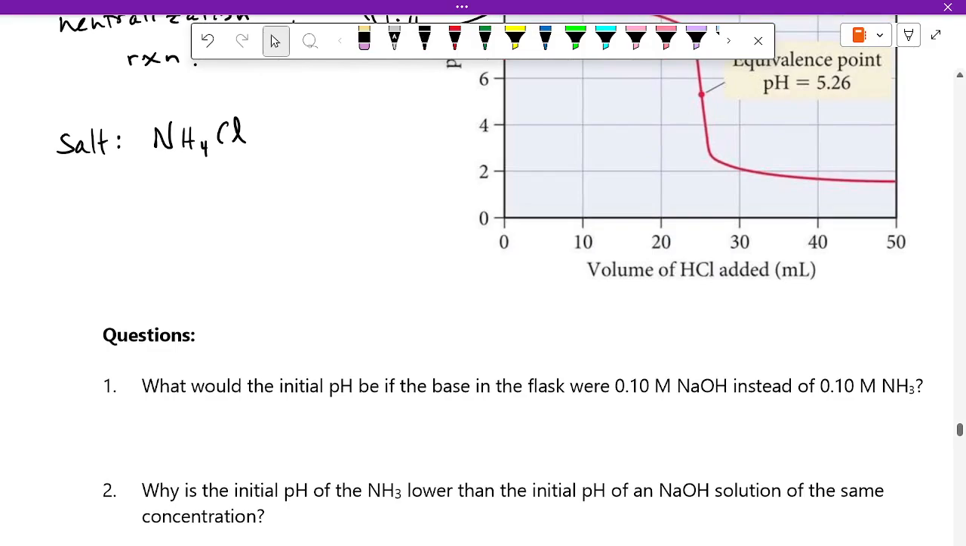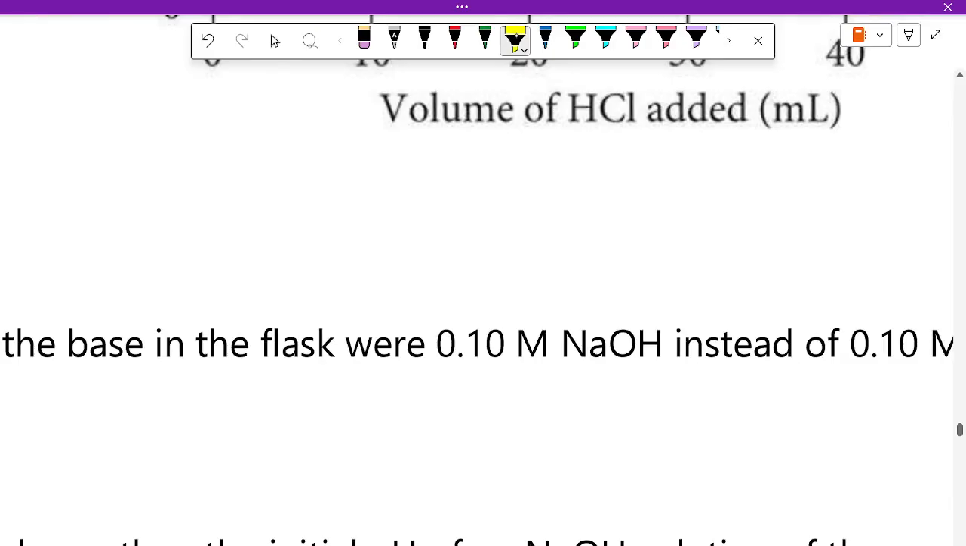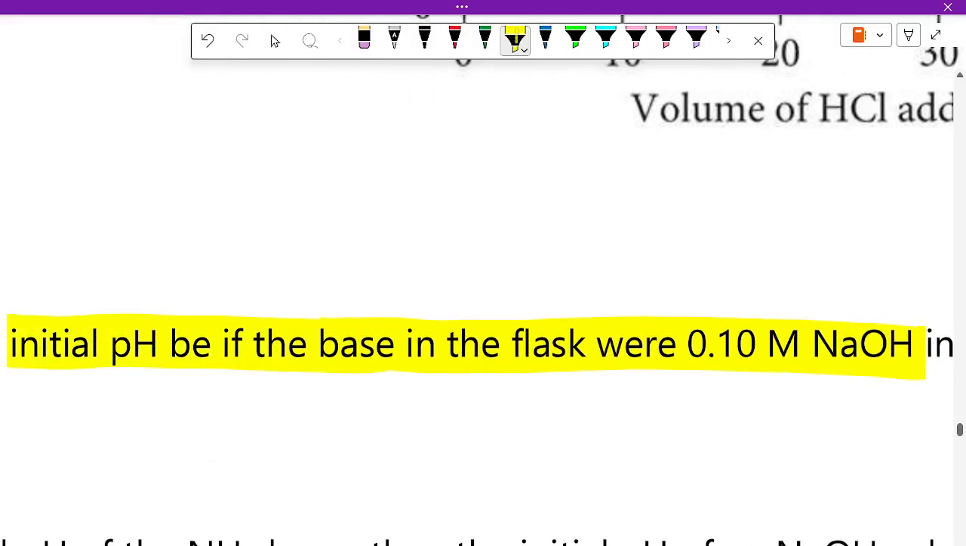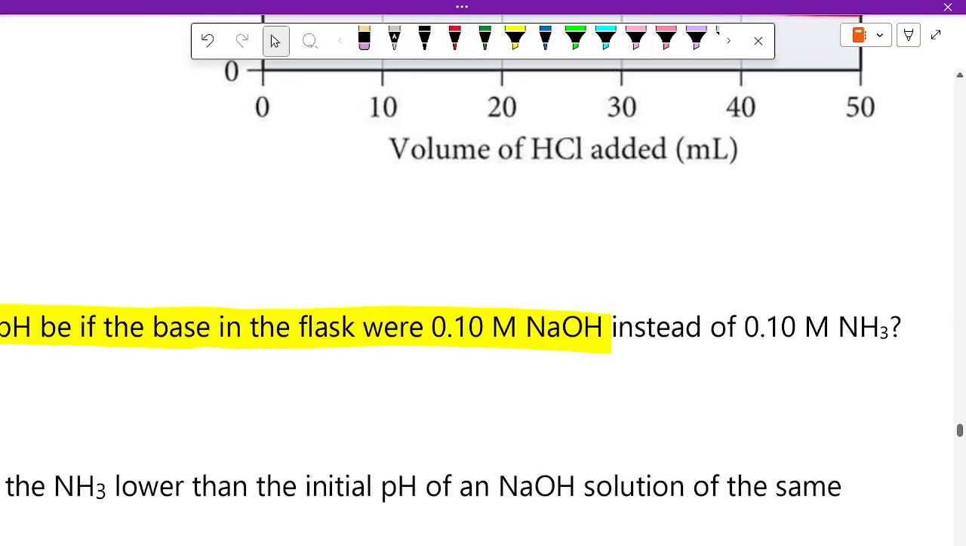What would the initial pH be if the base in the flask were 0.1 molar NaOH instead of 0.1 molar NH3? Go ahead, calculate it.